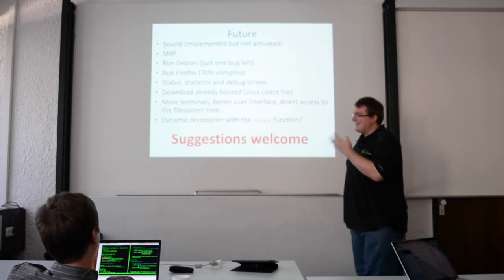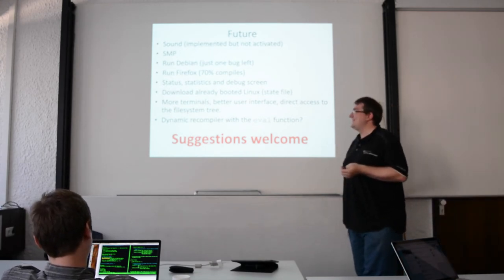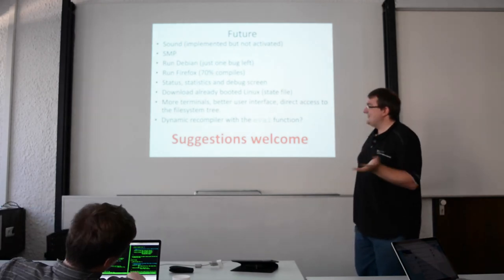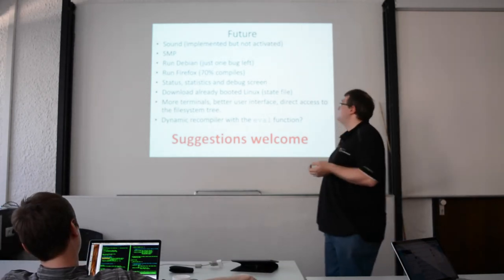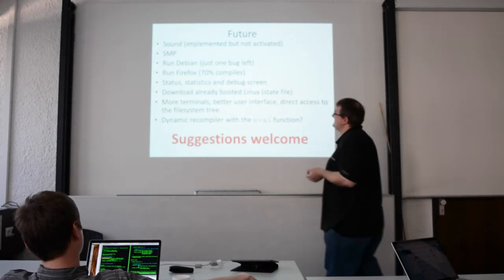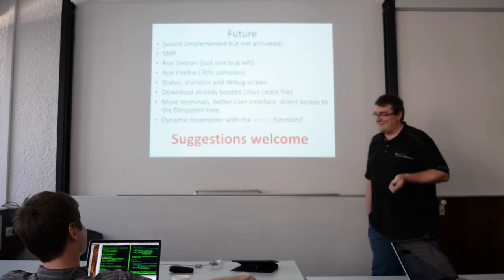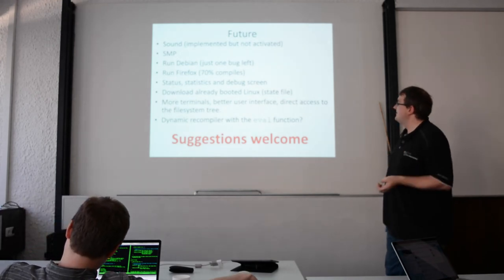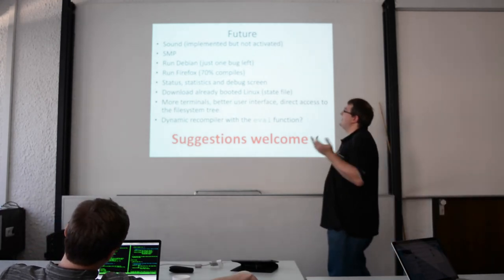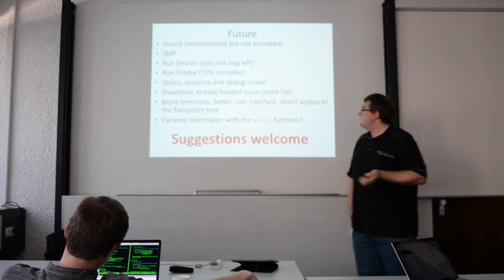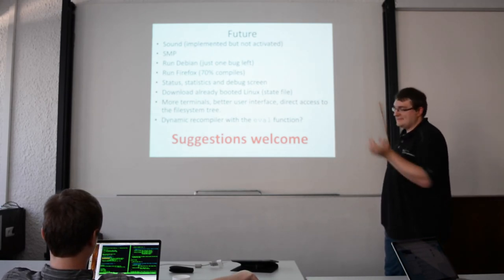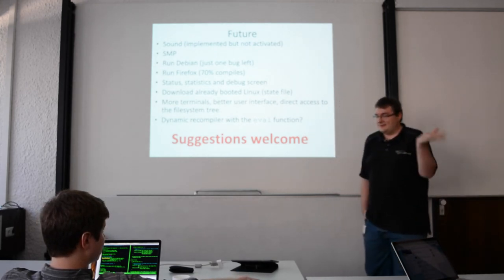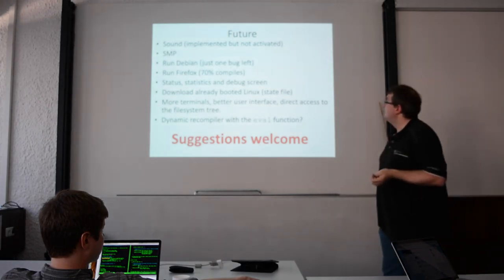I end up at the moment with one bug which not even Google knows. When you search for it, it's not even written anywhere in the whole programming code. I'm confused about this, but let's see. Then some other stuff: a status and statistics screen, about TLB misses for example, the last syscalls, network access and so on. Maybe a state file, support for more terminals that you can switch between, and in some way a better user interface. At the moment you have these two windows, but there must be a better way to present it.